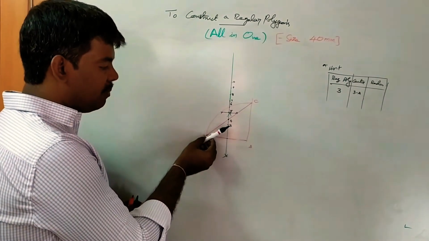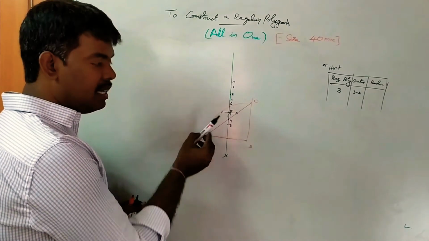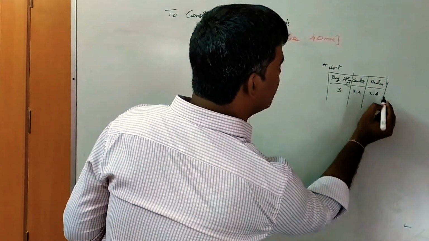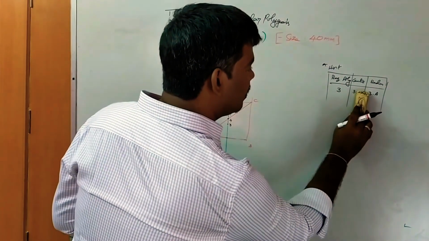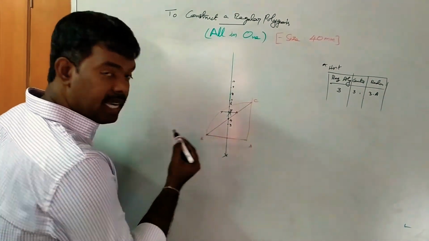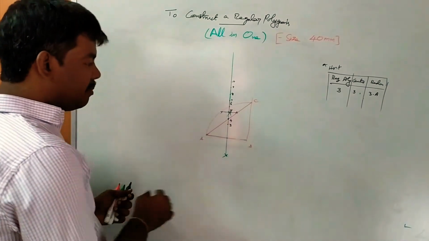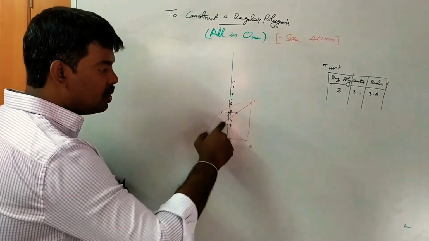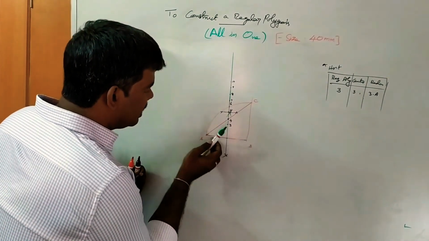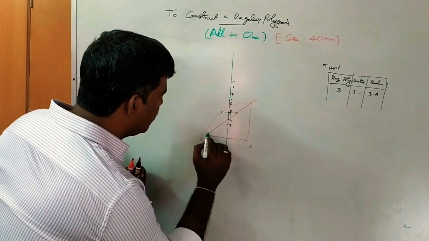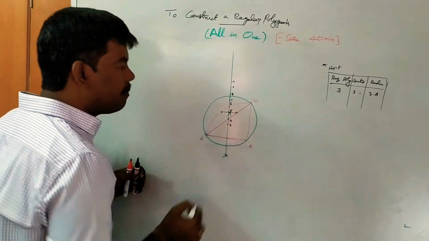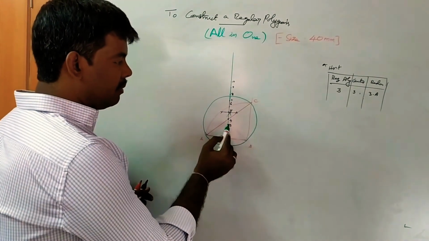So let us consider 3 to A as the radius. Center point is 3. Okay, where is the center? Number 3 is the center. Radius is 3 to A. Clear? So take compass, 3 to A as the radius, you draw one circle.